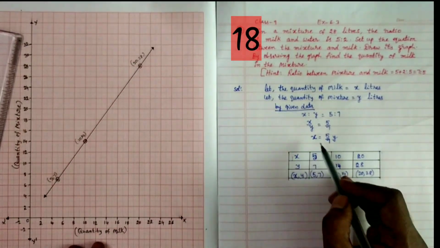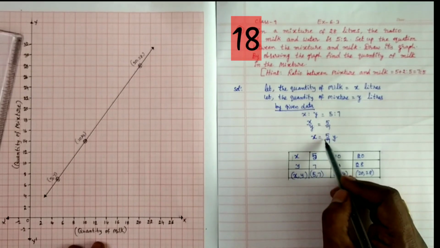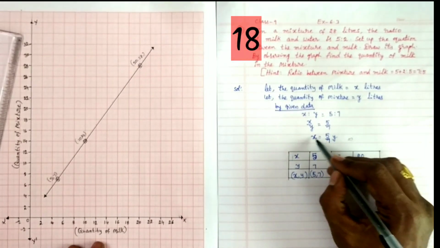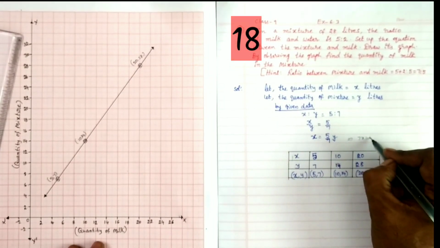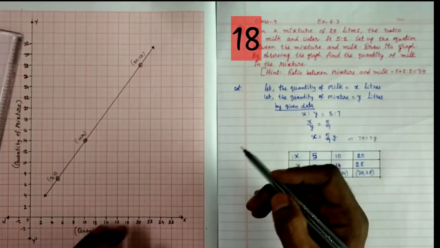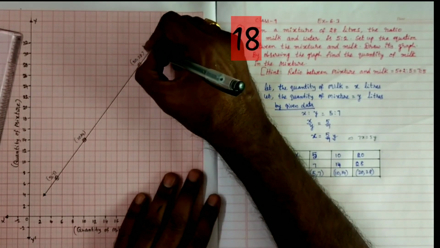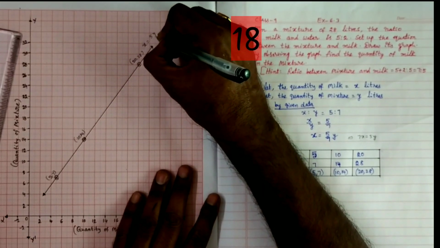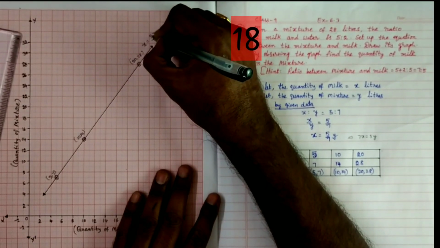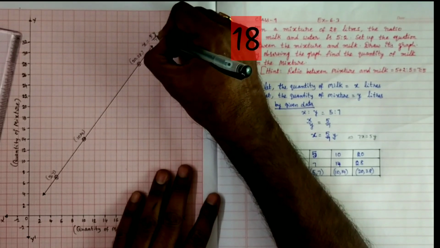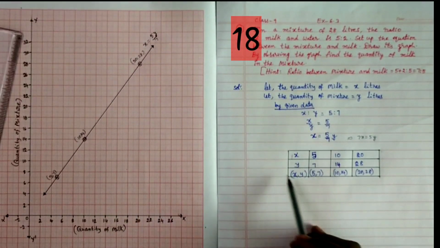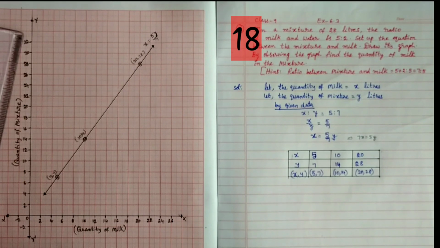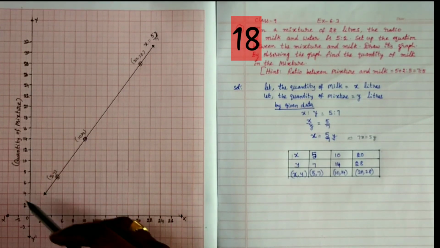This line represents x is equals to 5 by 7 y, or send 7 this side, 7x is equals to 5y, whatever we can take. So I take as x is equals to 5y by 7. Scale is on x-axis 1 centimeter as 2 units, on y-axis 1 centimeter as 2 units.